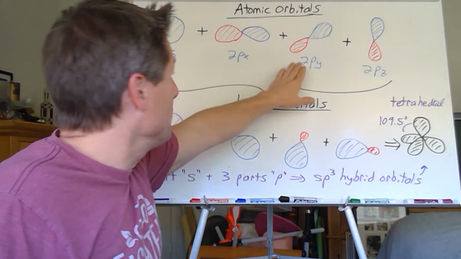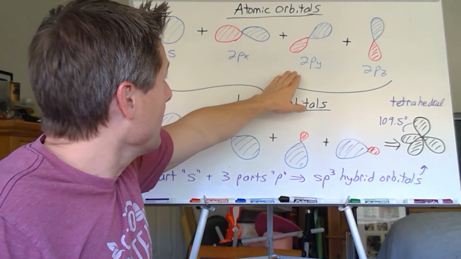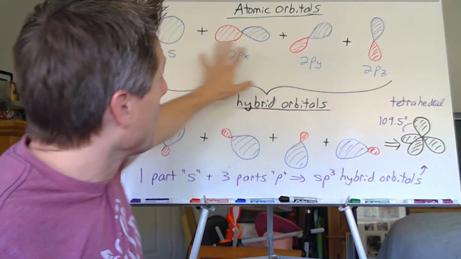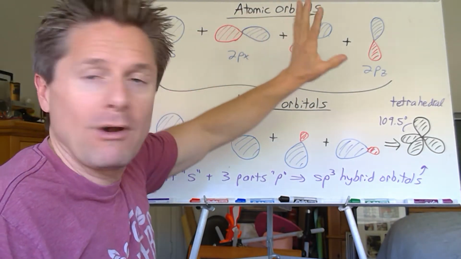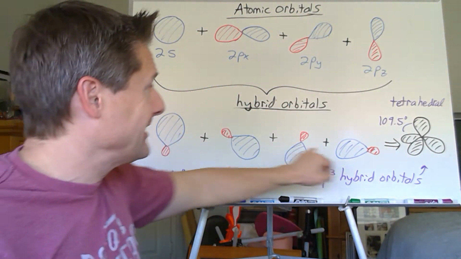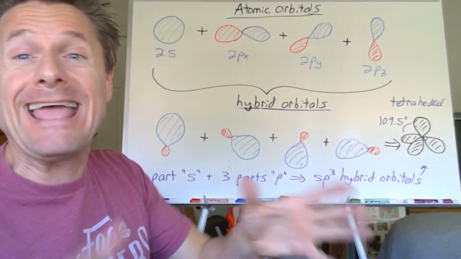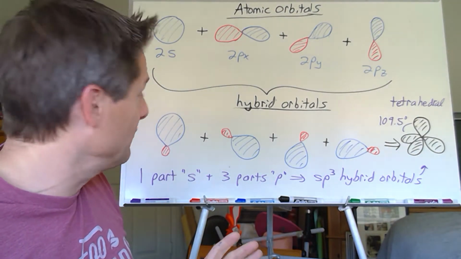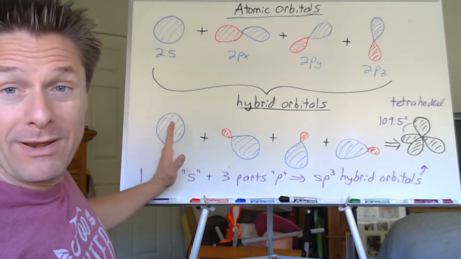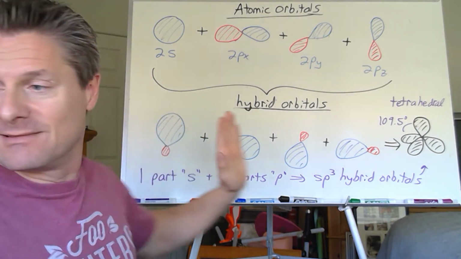But if we do that for the 2py, right, and the 2pz, right, we're going to end up with 4 equivalent hybrid orbitals that all look exactly the same. They just point at different angles in 3-dimensional space. So you have one pointing straight up, right, in this case the z-axis.